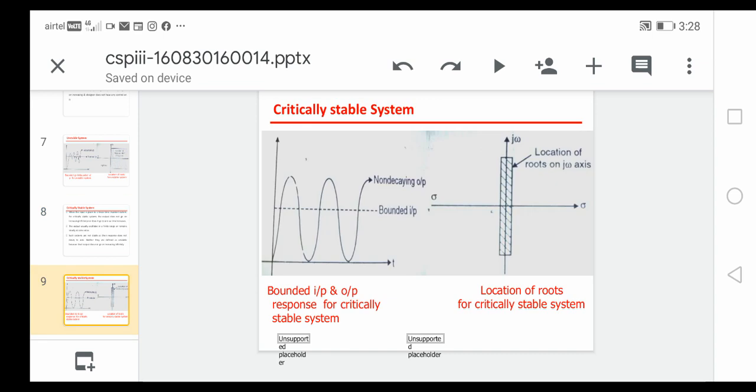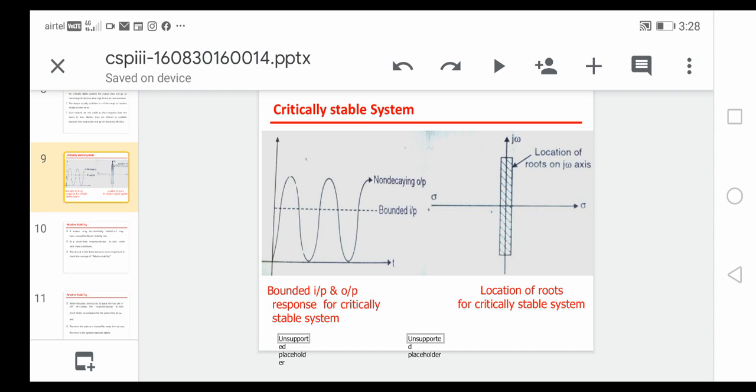Here in the diagram, in this case, the output is not going to infinity, and it is not coming to zero, and the location of the poles on the S plane is on the imaginary axis. This particular type of system we call a critically stable system.